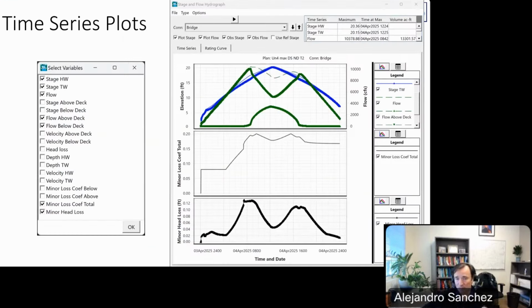Now for time series plot, Cam showed that for simplified bridges, you get to look at the drag factor. Well, that doesn't exist here. We have different variables. And if you go to your bridge and then select options variables, you get this list here on the left.